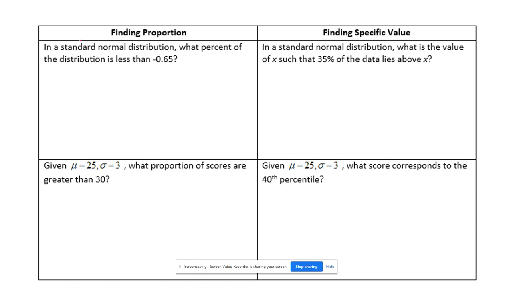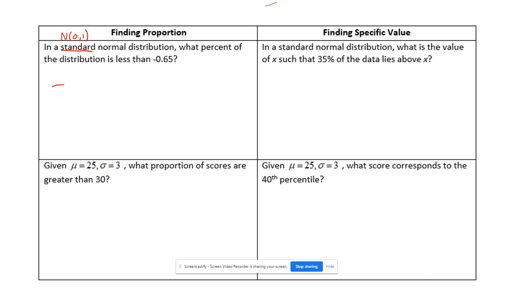So there are two things that I might ask you to do. The first is find a proportion or find the area, find the percentage of people that are between two values or less than a value, or find a specific value, which is the one where we're going to go backwards. Okay, so notice in the first row, we're dealing with a standard normal distribution. Remember, the word standard in front tells us that it's going to be normal with a mean of 0 and a standard deviation of 1.